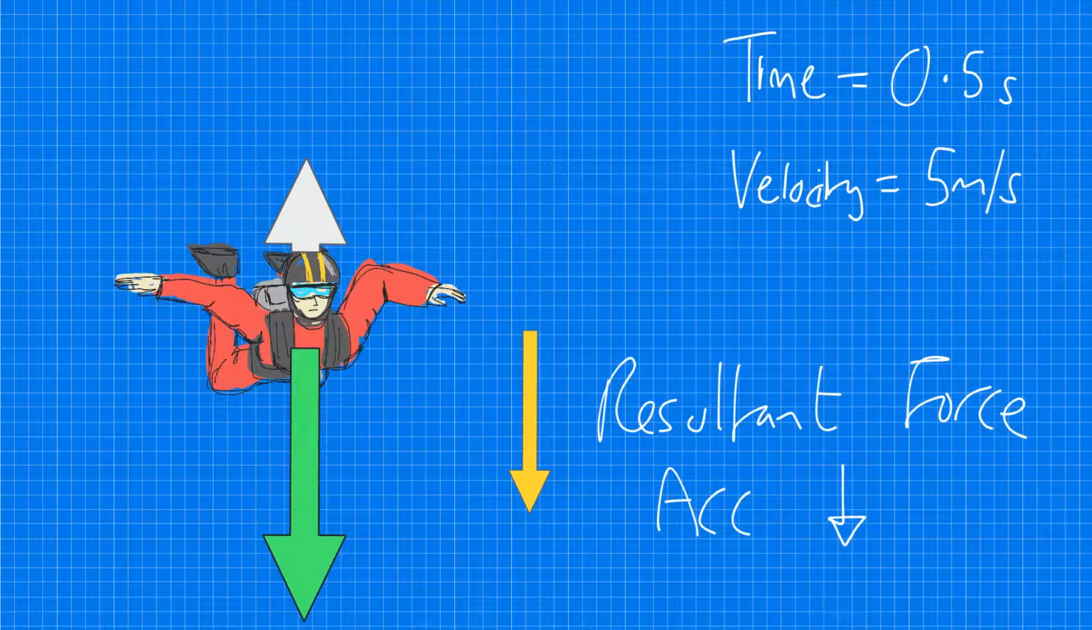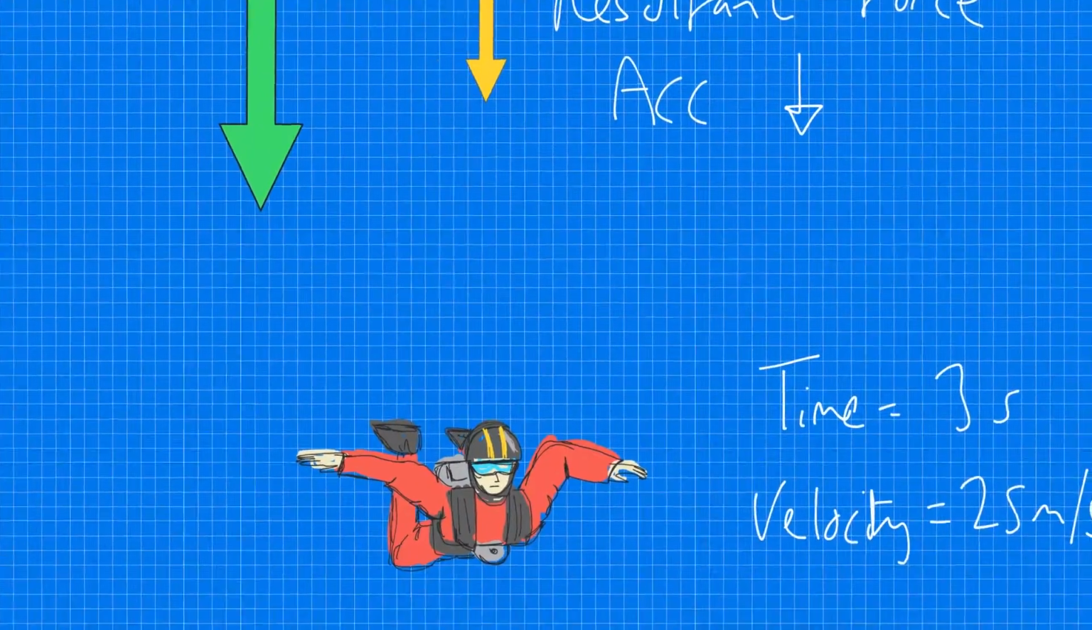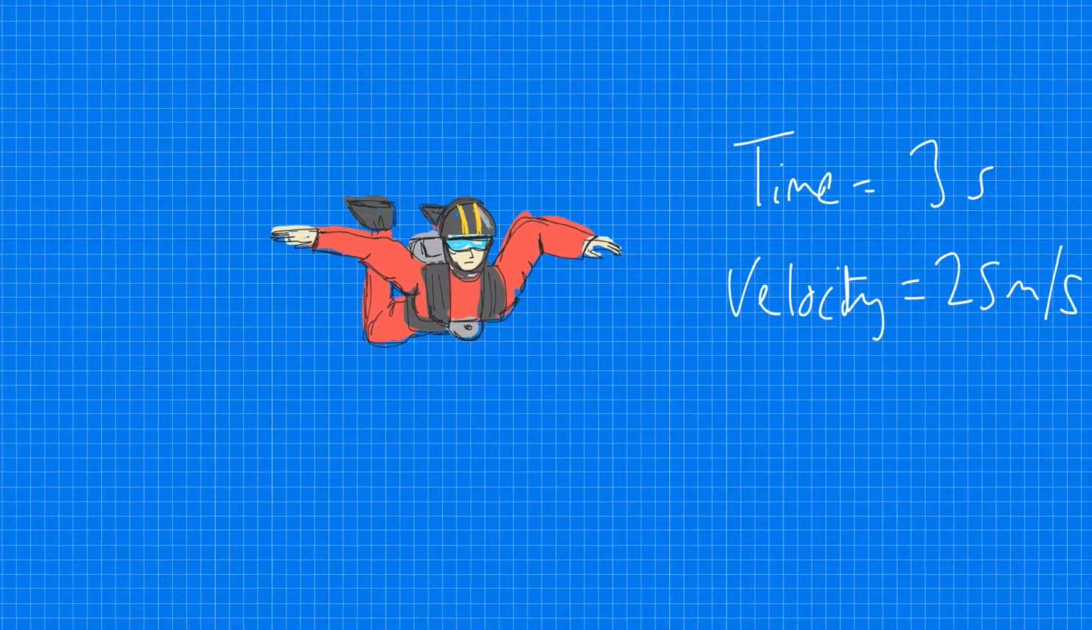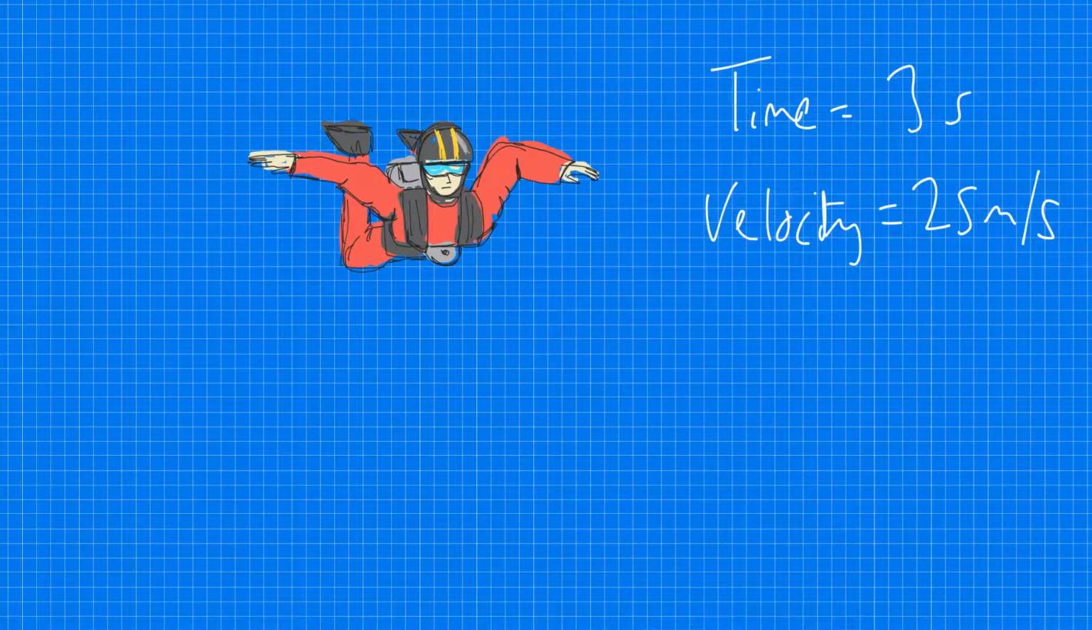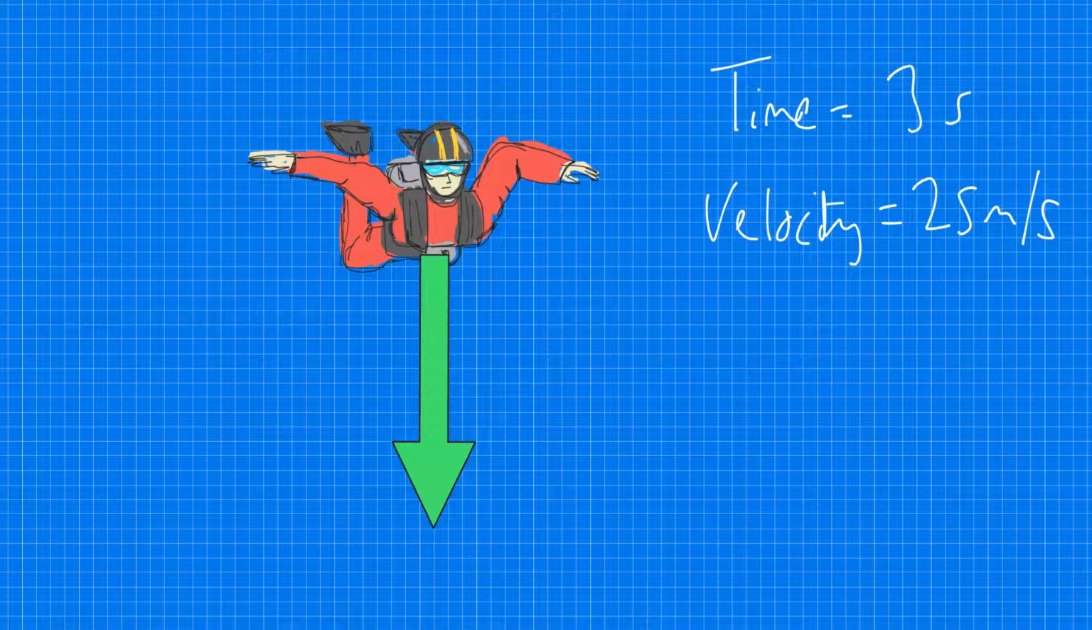If we go a little bit further on in the timeline and we look at the same skydiver, 3 seconds have passed now and they're still falling, but now their velocity is much greater. So remember, their weight is going to remain unchanged from before. Unless they lose a limb or something like that, their weight is going to remain constant. But because they are now falling at a faster rate, more air is going to be hitting them every second, so the air resistance would have increased in size.